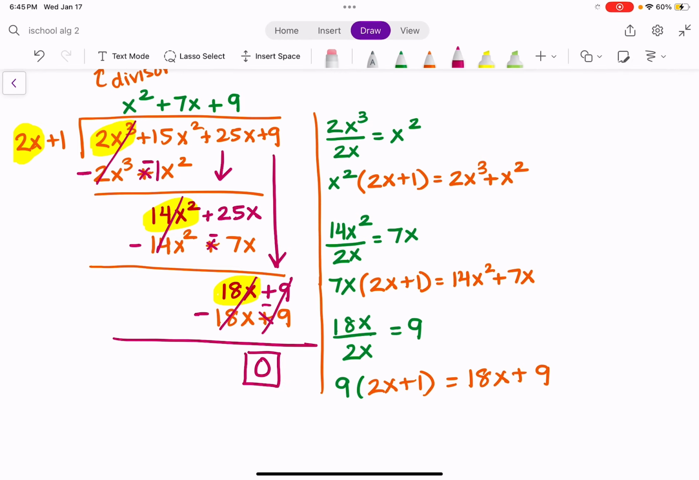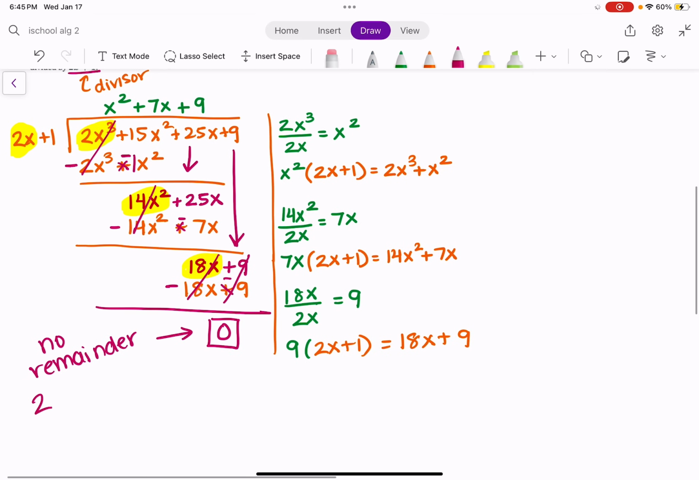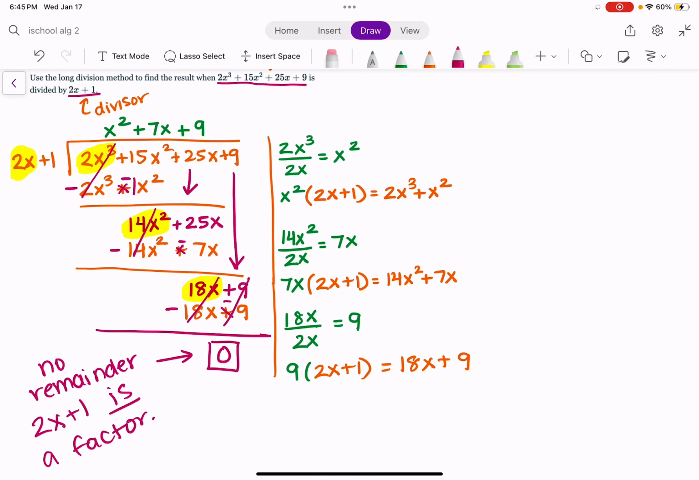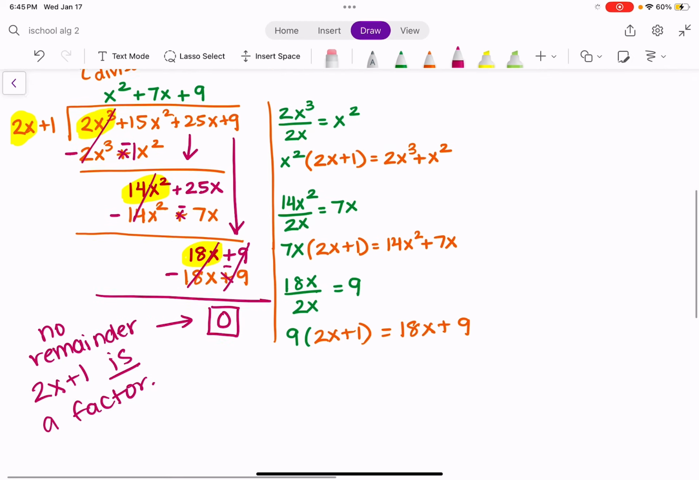If you get 0, that means there is no remainder. And if you have no remainder, that means 2x plus 1 is a factor. Okay? That means 2x plus 1 is a factor of that super long polynomial. Okay? If this makes sense to you, you can go to practice. I'm going to do a second problem, a second example, if people need it. But if you got it, you move on to practice.